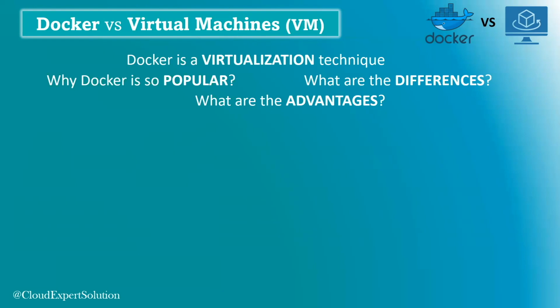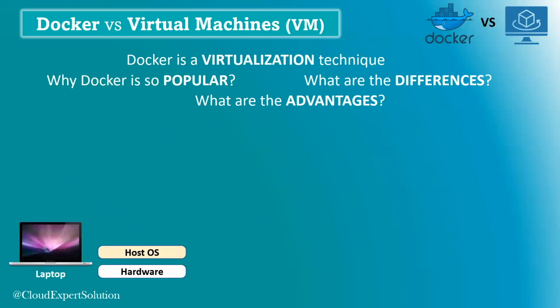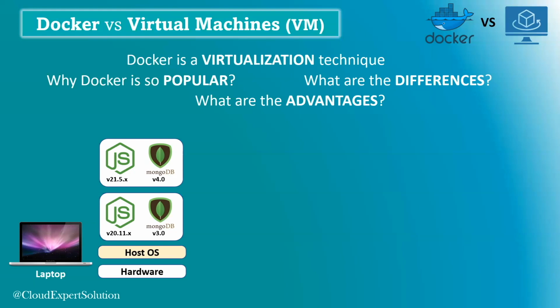To begin, let's understand computer architecture and how software and hardware interact. For a laptop, there are two main segments, hardware and the host operating system. The host OS could be Mac OS, Windows, or Linux. On top of this operating system layer, applications are running. Let's assume we have an application with Node.js version 20.11 and MongoDB 3.0 running inside our laptop. Now we have a requirement for a second Node.js application which will require Node.js version 21.5 and Mongo 4.0.